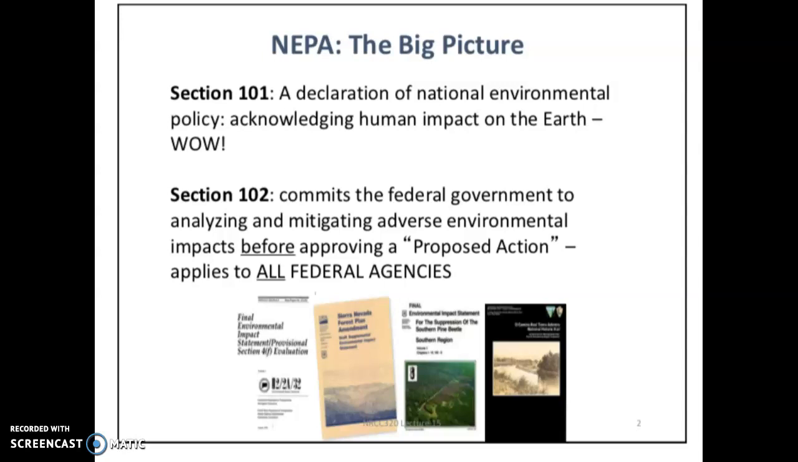And then Section 102, which we'll dive down a little deeper, commits the federal government to analyzing and mitigating against these environmental impacts before approving a proposed action, and applies to all federal agencies. We specifically talk a lot about the Forest Service in this course. A lot of the instructors and myself have a lot of experience with the Forest Service, which makes sense, but also a majority of NEPA documents are prepared by the Forest Service. They prepare far more than any other of the federal agencies like the FAA, Army Corps of Engineers, agencies like that.